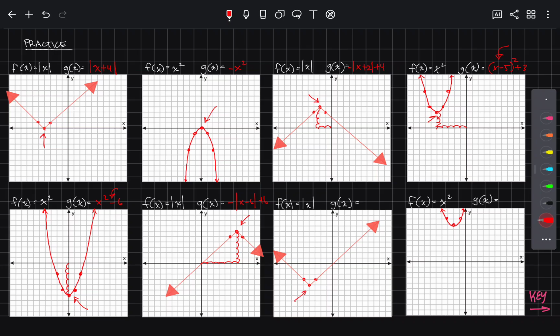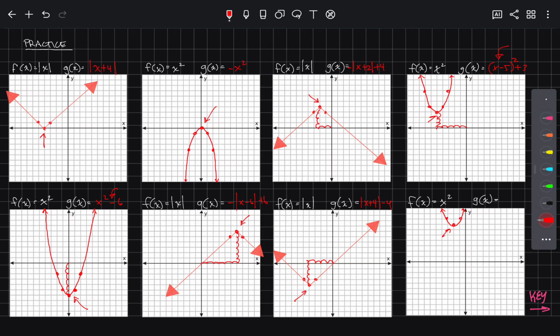You can see this 0, 0 point has been shifted. We don't know, so let's count. 1, 2, 3, 4, and then 1, 2, 3, 4. So it's still facing upwards, so we're going to have x plus 4 since we're moving to the left, and then it went down 4, so minus 4.